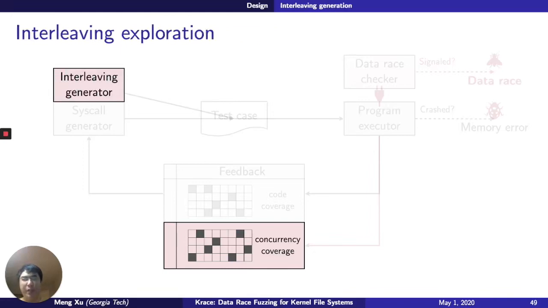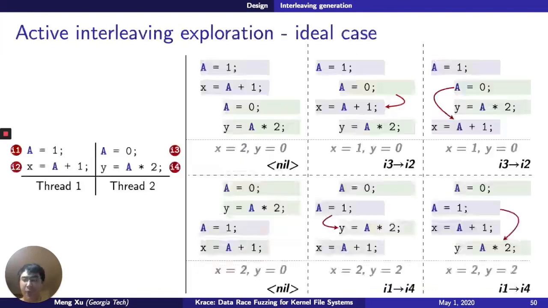So the next thing is we need to generate some inputs which try to explore different things in the concurrency coverage. By mutating the syscall arguments, there's no direct way of controlling how the threads are going to interleave with each other. So we need to actively manipulate the interleavings as well. So how do we do that?